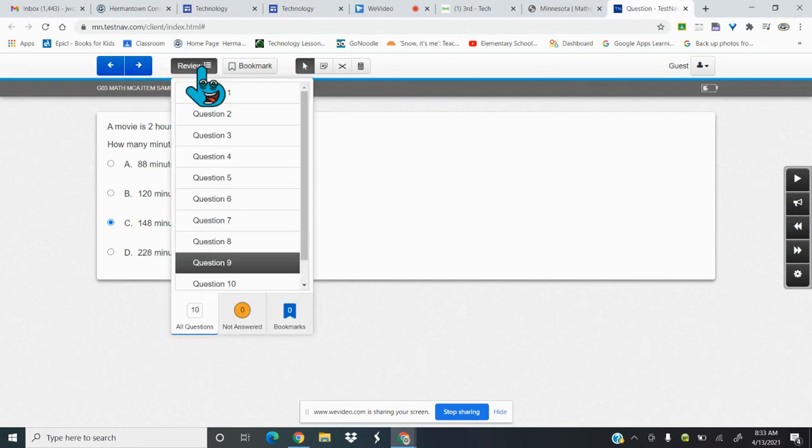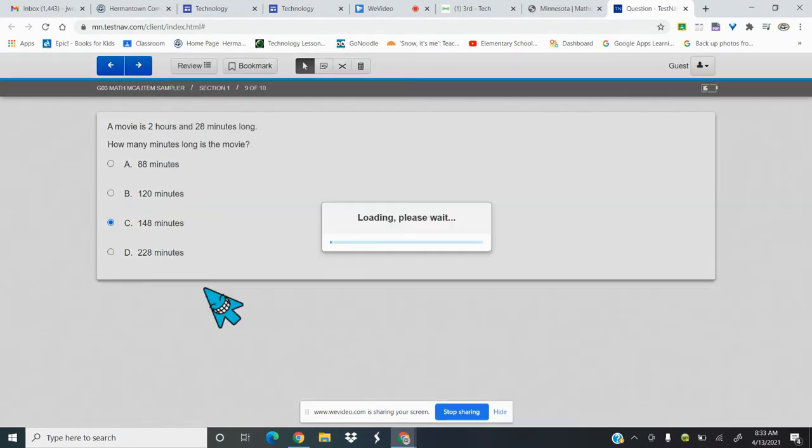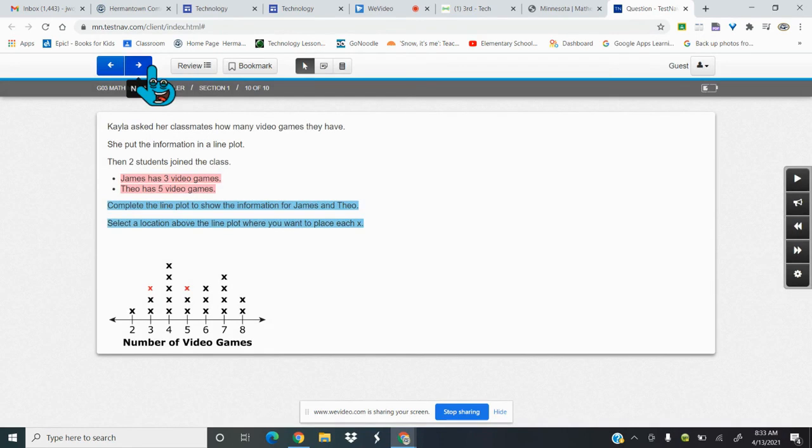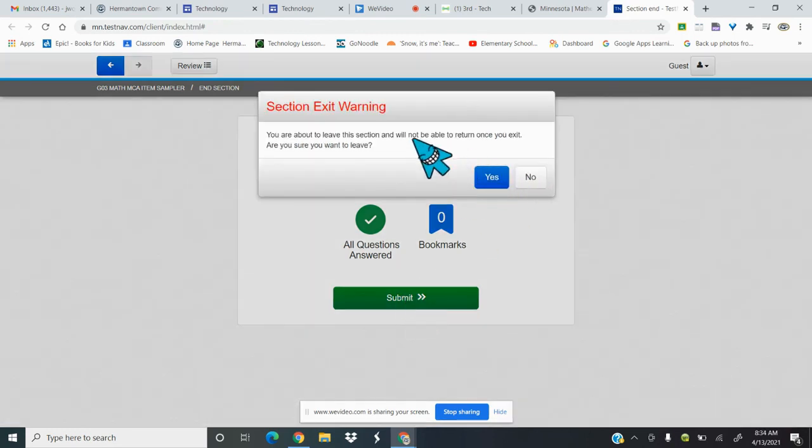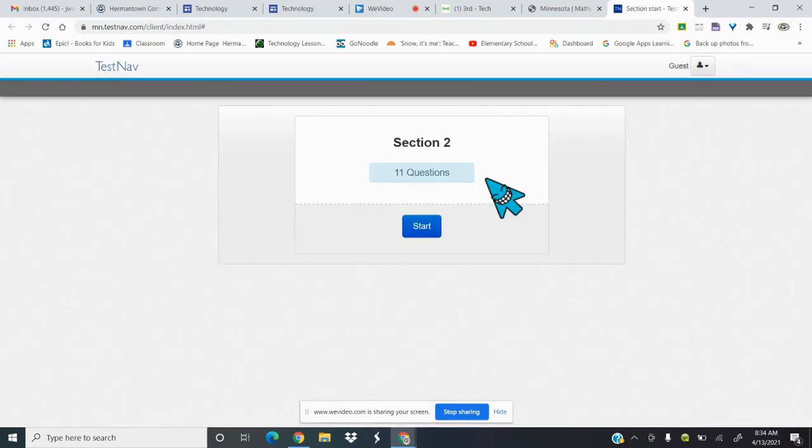I can probably just press review and go to question 10. There we go, and then press forward. Now I have 0 bookmarks. I can submit. Once you submit your answers, you cannot change them. So just know that once it's submitted, you can't change those test answers anymore. So I'm going to press submit, and it gives you a warning, and you're going to say yes, I want to leave, and you're finished, and it's going to take you to the next section.